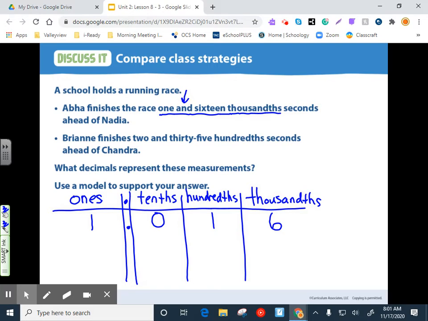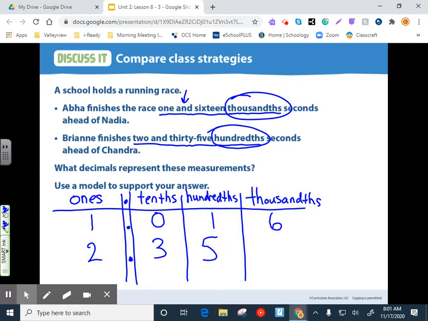Brienne finishes 2 and 35 hundredths. So again, you've got thousandths, you've got hundredths right here. Okay, so 2 and let's put 35 here. Again, the 5 is going to be in that hundredths column. So that will be how you write it out. So Abba is 1 and 16 thousandths. I'll put A for her. And then Brienne, how about that? Is 2 and 35 hundredths.